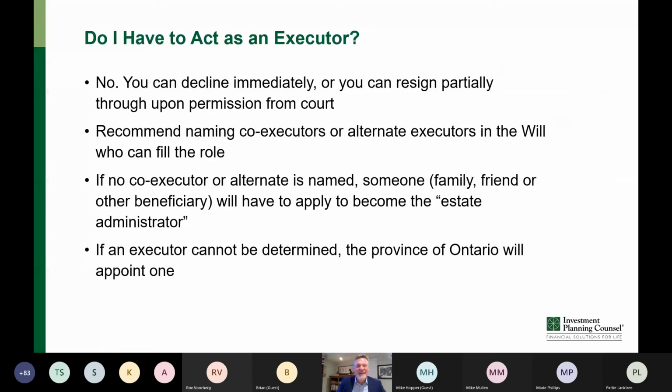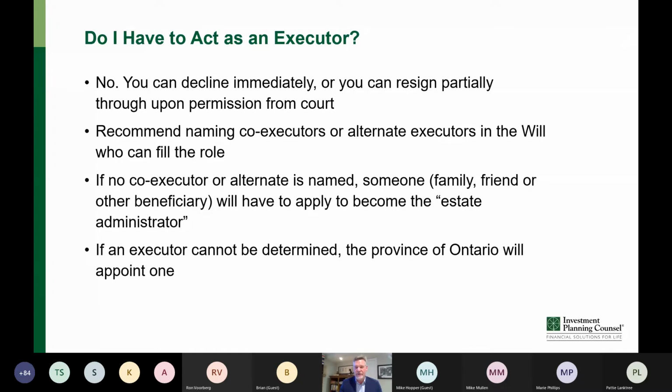Do I have to act as an executor? So knowing how exciting it is to be an executor, do you have to? And the answer is flatly no. You can decline immediately. Now, if you decide to acknowledge that you want to be it and then decide, I can't handle this, I need to resign, unfortunately, now you have to get the permission from the court. You are liable for all the things that you did prior to that. And if there are any additional delays, it could create a big mess for you. So again, this is something to consider when you're doing your wills and assigning someone to be your executor.